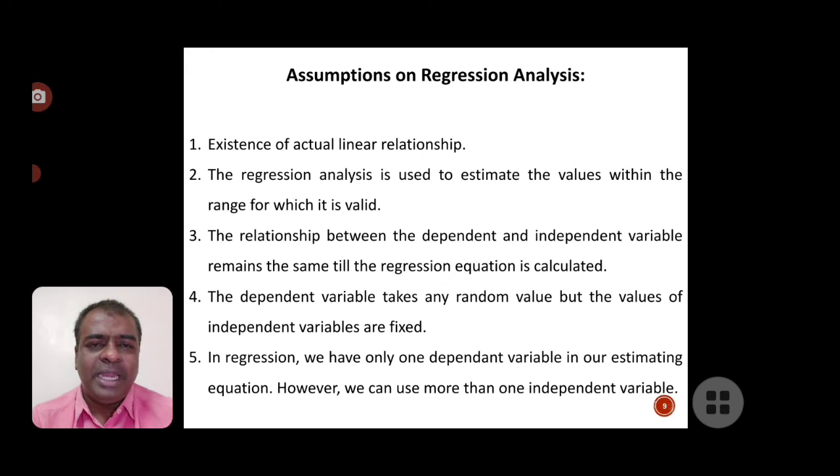Further, the dependent variable takes any random values, but the independent variables are fixed. Because we have defined that the independent variable is going to decrease or increase, for a given particular decrease or increase, what is the change in the other variable? Therefore, the dependent variable takes any random values, whereas the independent variable takes only fixed values. Further, in regression, we have only one dependent variable in our estimating equation. However, there can be more than one independent variable.